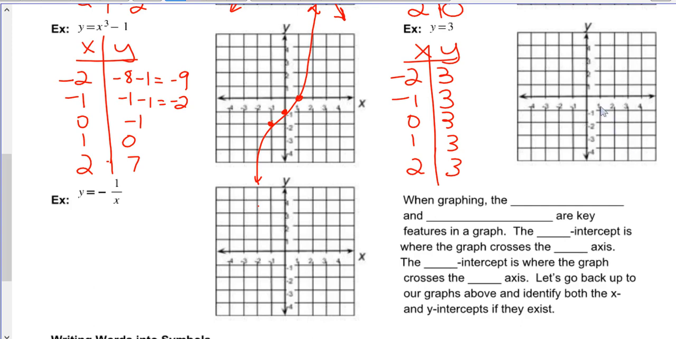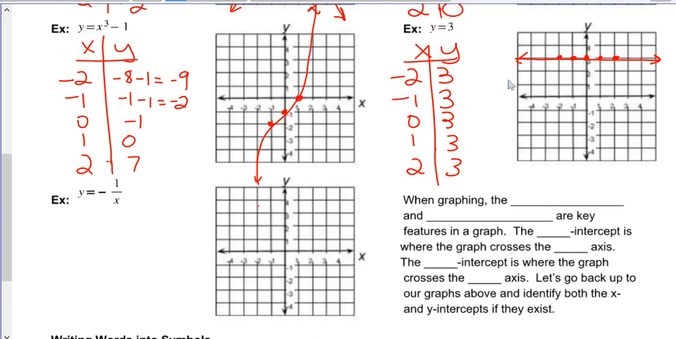Let's graph it. What do we get? Negative 2, negative 3 gives me this point. Negative 1, negative 3 gives me that point. 0, negative 3 gives me this point. Hopefully you kind of see what's happening here. 1, negative 3 gives me that point. And 2, negative 3 would give me this point. So what I end up having is a nice horizontal line.